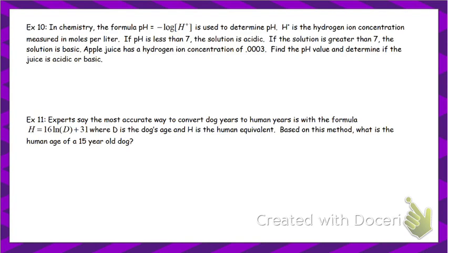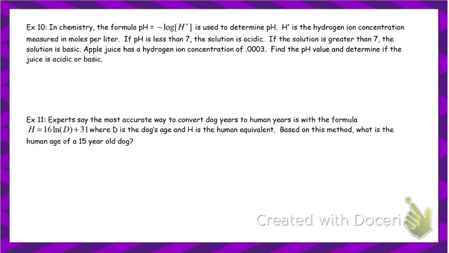One you may have seen in chemistry is the formula for pH. pH is negative log of the hydrogen ion concentration in moles per liter. So hopefully you learned this in chemistry already. If not, we're a little early. But if the pH is less than 7, then it's acidic. If it's greater than 7, then it's basic.